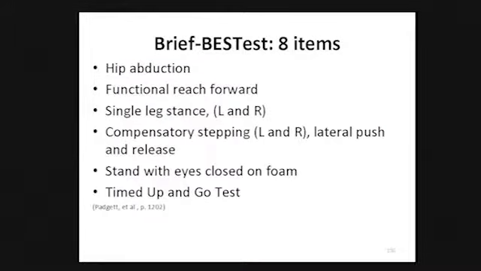People came up and said, okay, Paget and his group said, hey, that Mini-BESTest took too long, so we're going to call it a Brief-BESTest. We're going to choose what we think are the 8 best items from the Mini-BESTest and make a brief test out of it. And some of these are actually from the full BESTest. So hip abduction, they look at the ability for someone to balance with their hip abducted. Functional reach forward, single leg stance, they do each side. Compensatory stepping, lateral push and release. Standing with the eyes closed on foam, which is going to be the hardest of all, and the TUG.